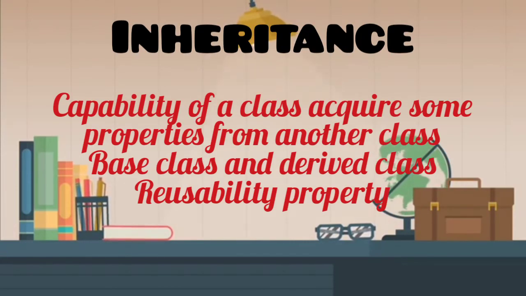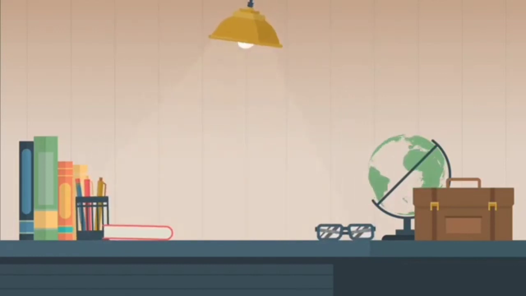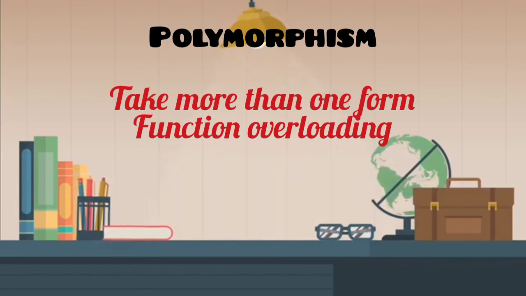Next one is inheritance. It is the capability of a class to acquire some properties from another class. The class whose property is acquired is called the base class. The class in which the property of the base class is acquired is called the derived class. Inheritance supports the reusability property. That's very important.